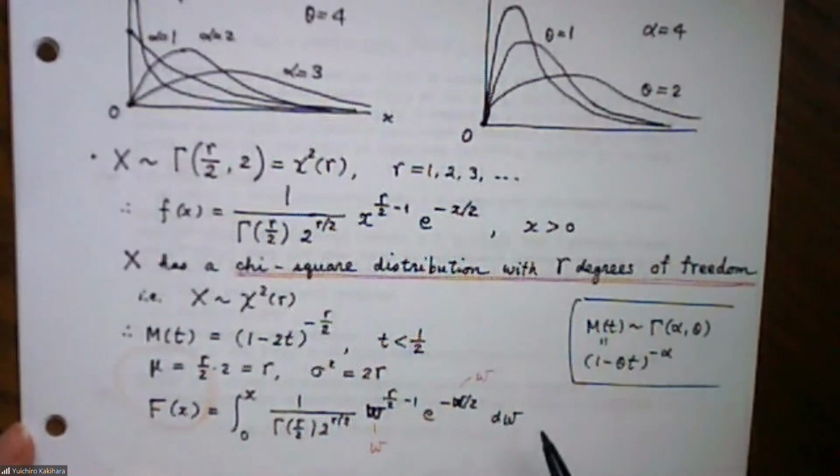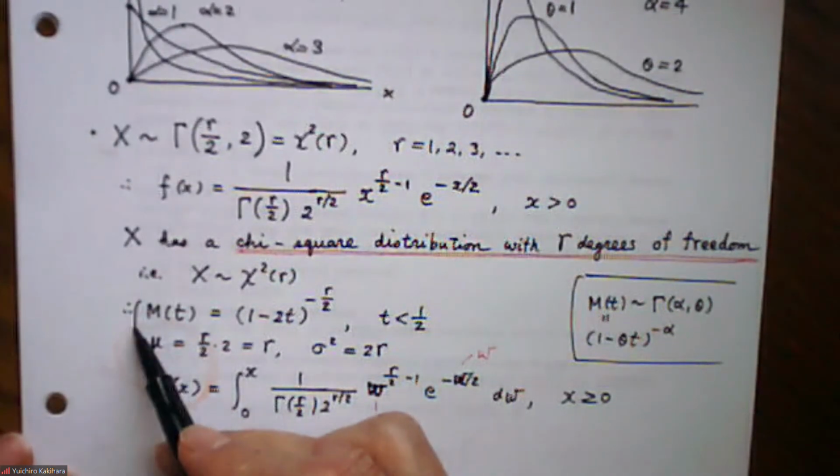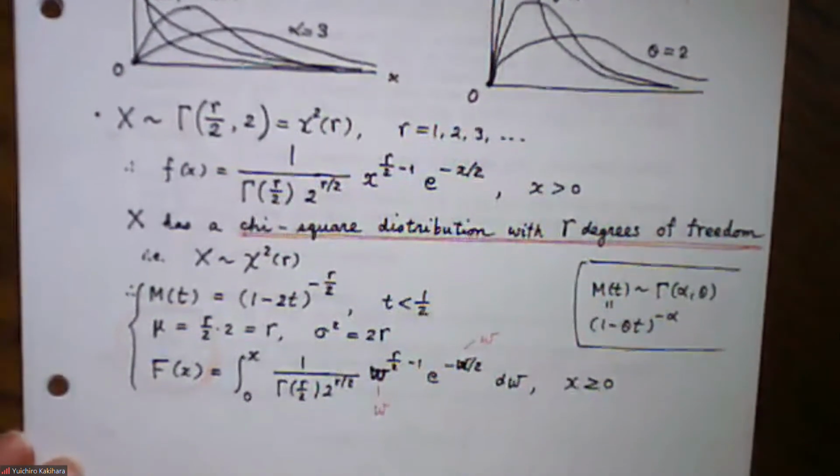And again, x is positive or 0. If x is negative, then capital F of x is 0. So these are the ones. Please memorize.